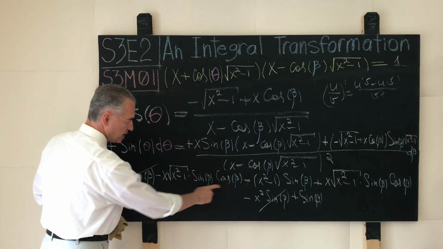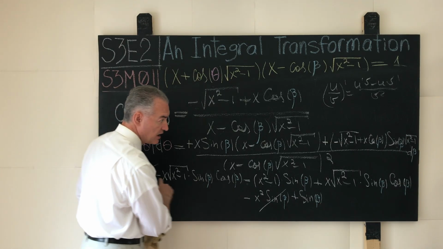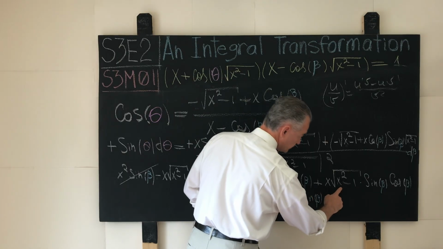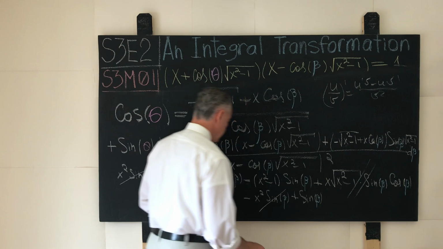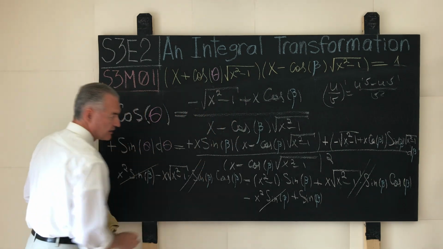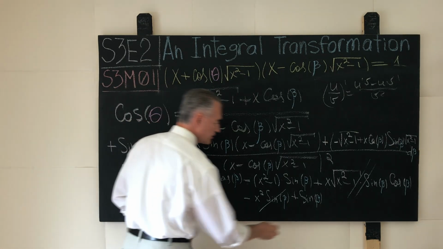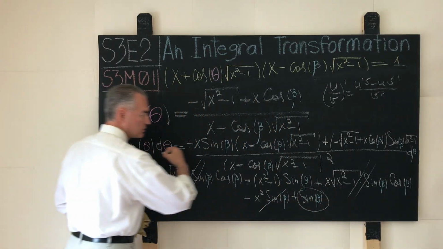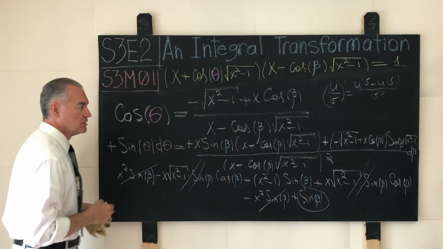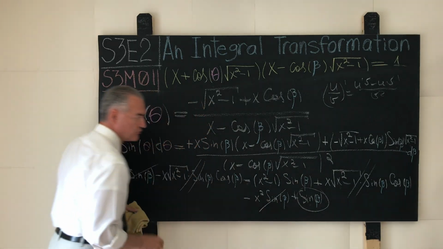Now this horrible animal over here: sine, cosine, x, and square root with a negative sign. And here what do we have? X, square root, sine, cosine with a positive sign. Cancel out. And what do we have left? Amazingly enough, what survives? The only thing that survives is this sine of beta. From all this horrible string of symbols, the only thing that survives is the sine of beta.